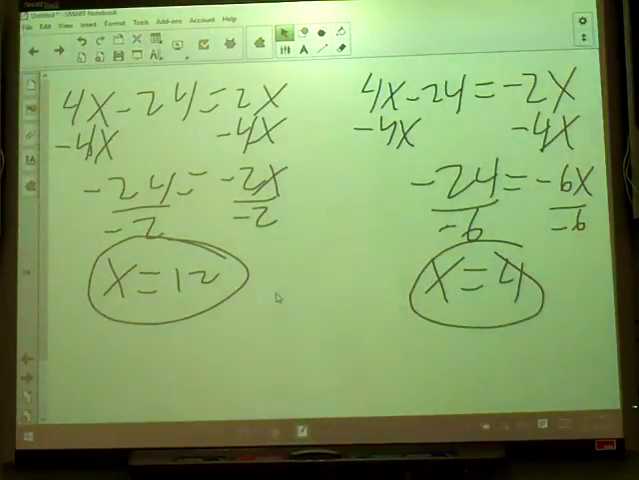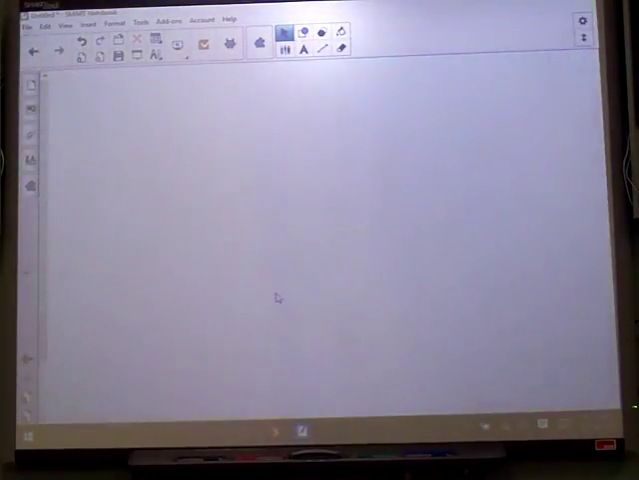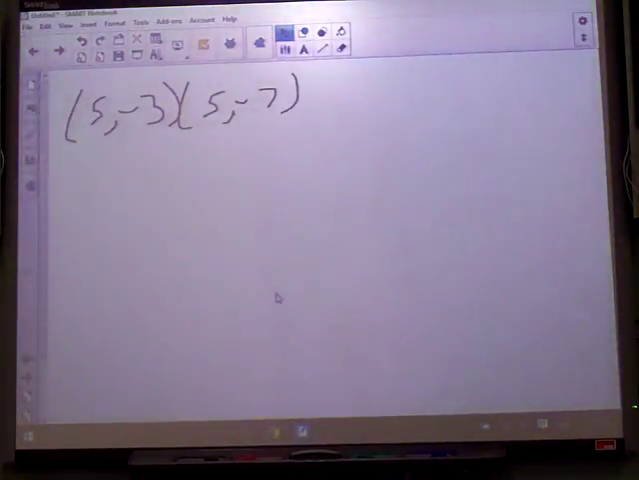61 through 68 is one of the easiest sections, but hardly anybody remembered. 66 and 68 are the two I chose, so I'm going to look at 66 first. 66 has (5, -3), (5, -7), (-9, 3), and (-6, -7).